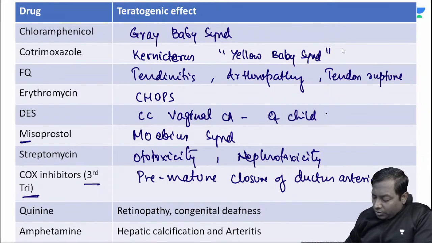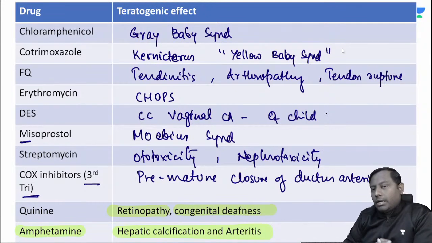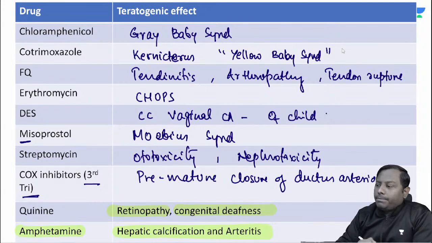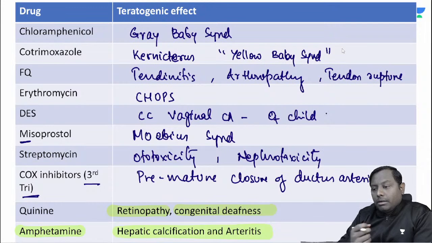Quinine will be causing side effects like retinopathy and congenital deafness. Amphetamine can also lead to hepatic calcification and arteritis. See, no drug is 100% safe in pregnancy. Always remember. And in fact, your safest drug, we say paracetamol is very, very safe. In fact, it is also not a safe drug. Recent studies and papers are saying that the mothers who have been exposed excessively to paracetamol, the baby is born with hyperactivity disorders. Okay.